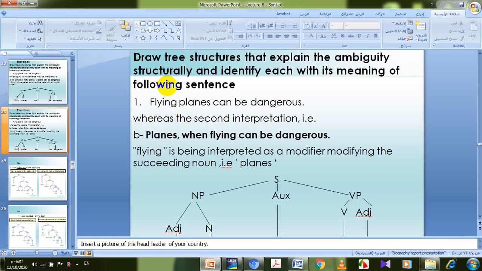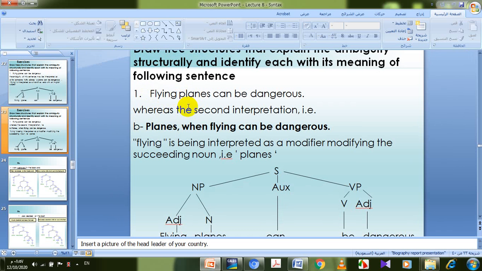In the first interpretation, flying planes was interpreted as a verb, flying, قيادة الطائرات, a transitive verb. Flying what? Flying planes. In the second example here, it is an adjective, flying planes.